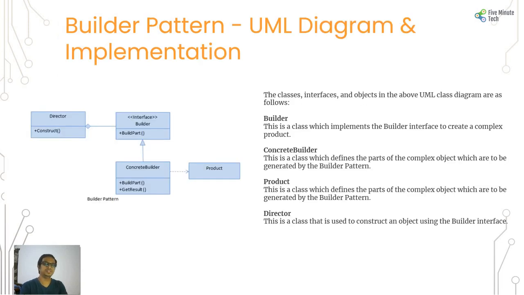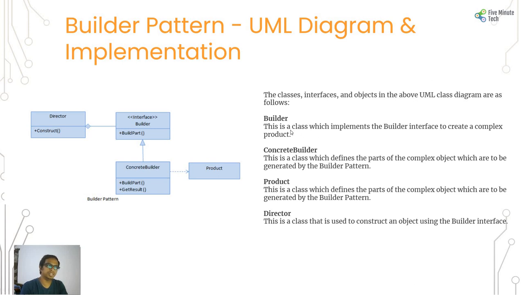Builder pattern, UML diagram and implementation. There is one director and there is a product. In between there is one builder which has the method or implementation to build parts, and there is a concrete builder, which is a specific builder which builds parts and gets the result out of it.